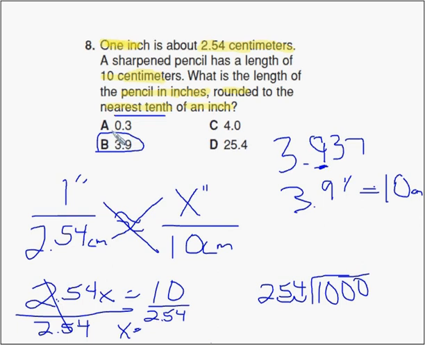So I can obviously eliminate A. It's not going to be 0.3 inches. It's not going to be less than 1 inch because it's greater. I'm going from 2.54 to 10. Rounded would be 4, so that's kind of reasonable. And this one is pretty unreasonable as well. I could eliminate that. 25 inches, no way. 3.9, rounded to the nearest tenth of an inch. And they almost kind of got you if they said 1 inch. So let's look at one more.